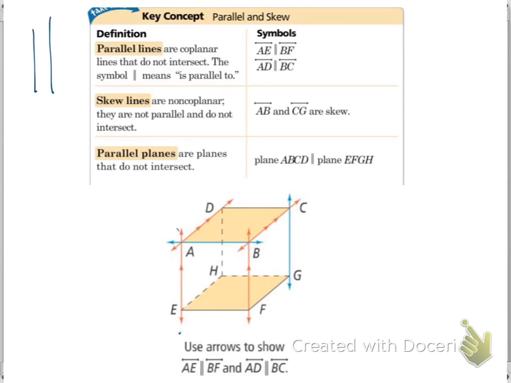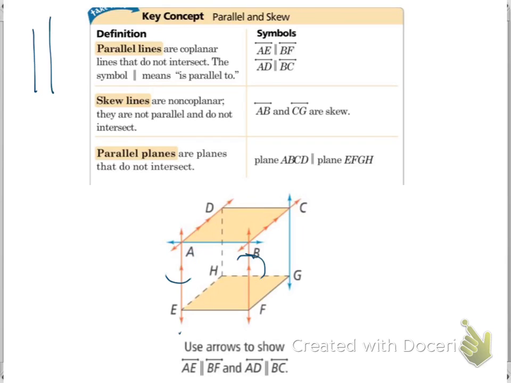Now, a little bit more on the parallel lines. Down here at the bottom, it says to use arrows to show that AE is parallel to BF. And so you see these little tick marks right here. That's what indicates parallel lines.